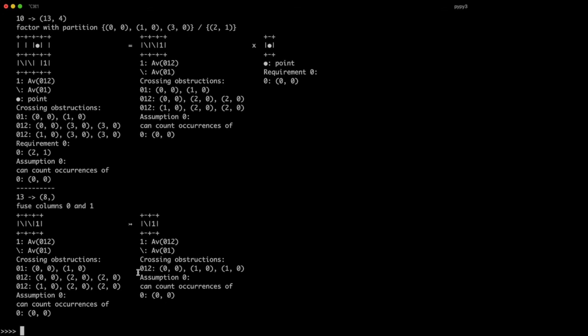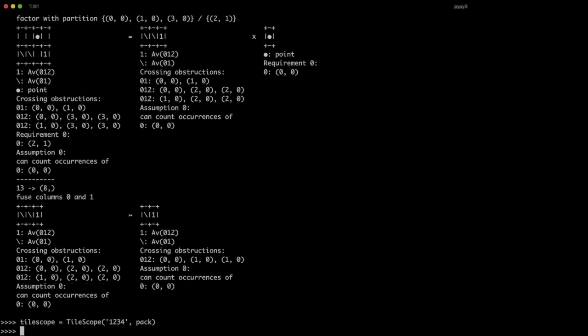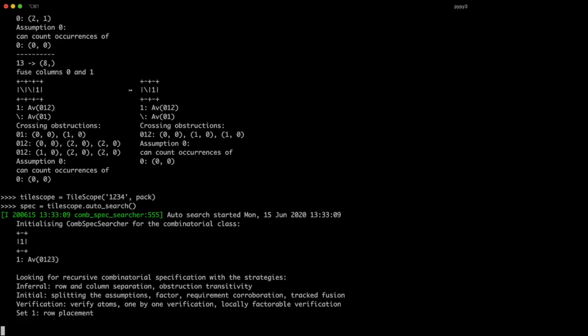But before we do that, I want to go to a slightly more ambitious class. Let's move up to the 1, 2, 3, 4 avoiders. And let's run auto search on that. And note that I'm using the same pack that I used for 1, 2, 3 avoiders. And so now we're trying to get the 1, 2, 3, 4 avoiders. Of course, this is going to take more time. The 1, 2, 3, 4 avoiders are much more complicated than the 1, 2, 3 avoiders, and we'll need to be slightly patient.